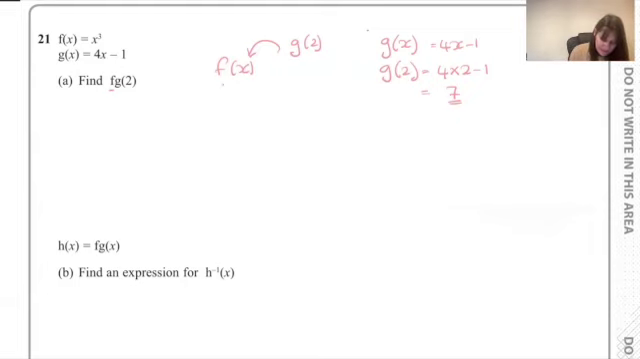So we're going to drop a 7 into our function of x, which will give us 7 cubed, which is 343 for a final answer.